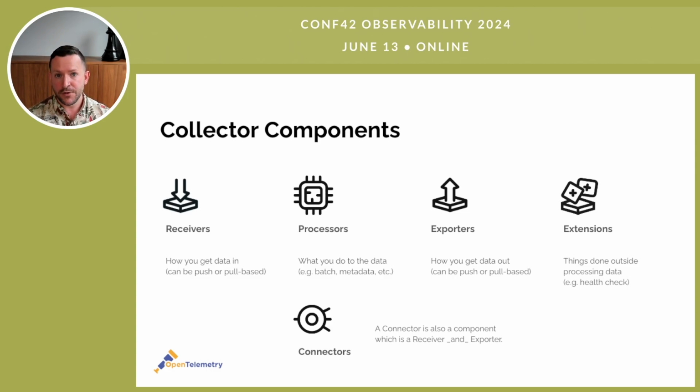So receivers are how you get data into the collector. These can be push or pull based. That means, for example, if you're familiar with tracing, trace data is often pushed from the application to a collector. That would be a push-based receiver. Now, in the case of metrics, if you're familiar with Prometheus, it's very common that some endpoint is actually being scraped. The application metrics are being scraped themselves. That would be an example of pull-based data collection. Both those are supported. There's a wide range of receivers.